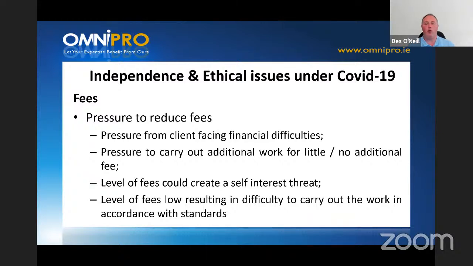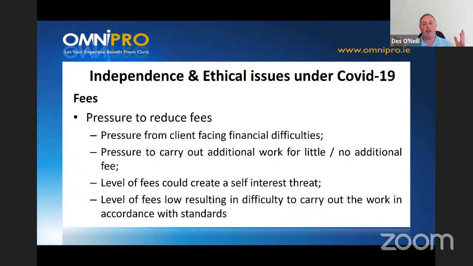This is a brief overview. What we're covering in today's session, I said to Colm, let's give huge value in this. This condensed seminar today is part of our 8-hour complete audit workshop, where we go through all of the standards and deal with all the issues. But the pressure to carry out additional work for little or no additional fees.